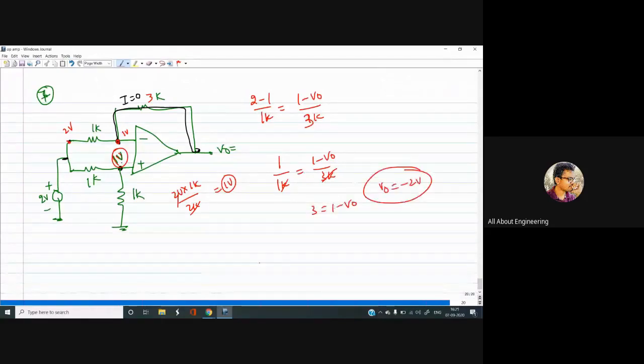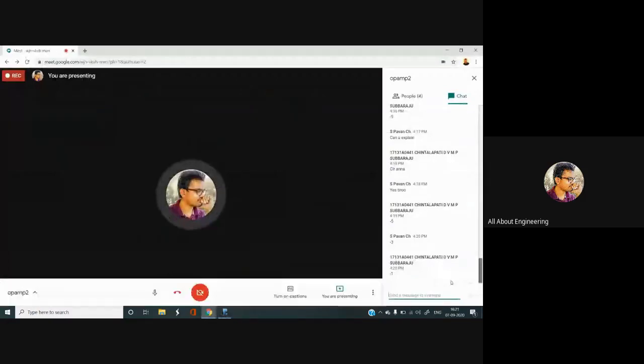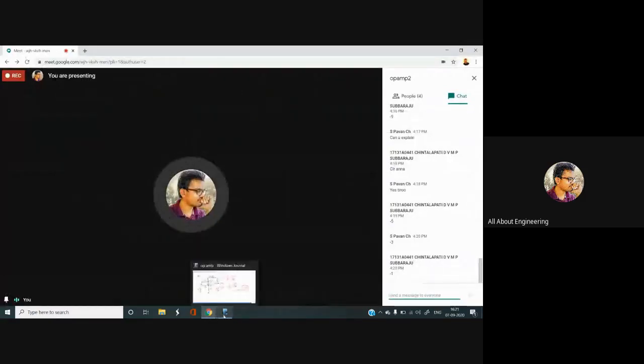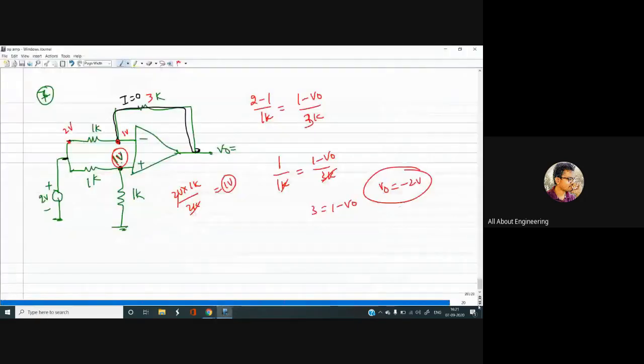As simple as that. As this is negative feedback, the input at inverting terminal is dominating, and hence you are getting a negative output. Okay. Now the answer is minus 2. Are you clear with that question? Are we good to move to next question? We will see 2 more questions and we will resume the session after some time. Okay. Next question.